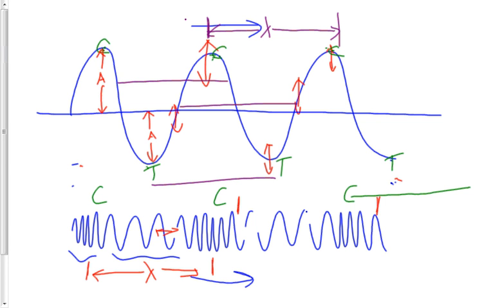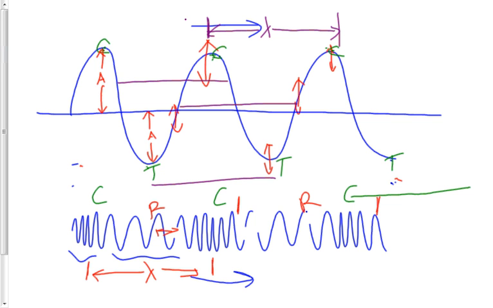Or what are these things called in between the compressions? Rarefactions, not refractions, but rarefactions. R-A-R-E-F-A-C-T-I-O-N, rarefactions. It could be from the middle of a rarefaction to the next rarefaction.